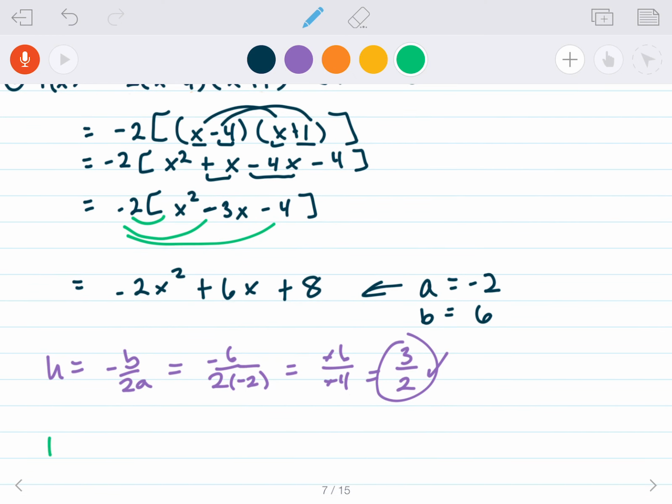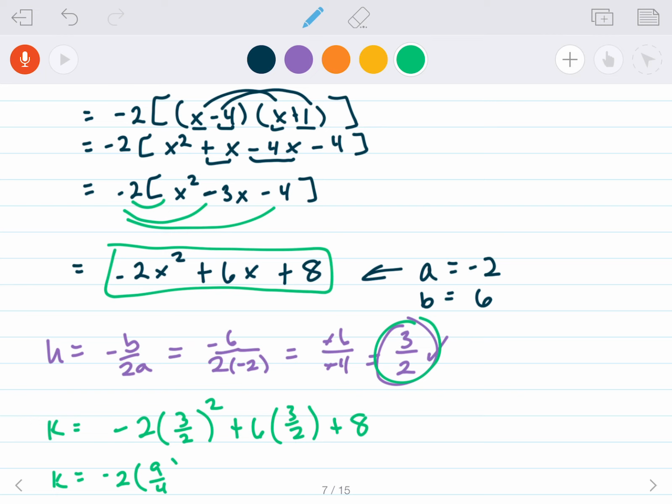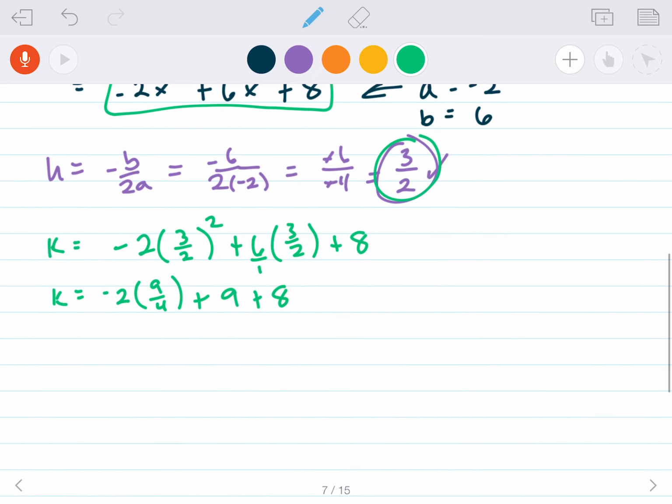To figure out what k is, we simply plug in 3 over 2 into our function. If you use the factored form, you can do that as well, but I'm just going to use standard form to plug in for x. So I get negative 2 times 3 over 2 squared plus 6 times 3 over 2 plus 8. Let's deal with that exponent. 3 over 2 squared, 3 over 2 times 3 over 2, is 9 over 4. And 6 over 1 times 3 over 2 is 18 over 2, which reduces to 9. Negative 2 over 1 times 9 over 4 is going to give us negative 18 over 4 plus 9 plus 8.